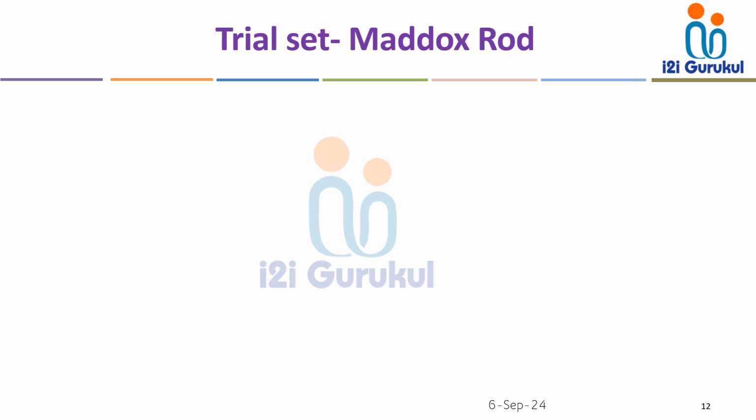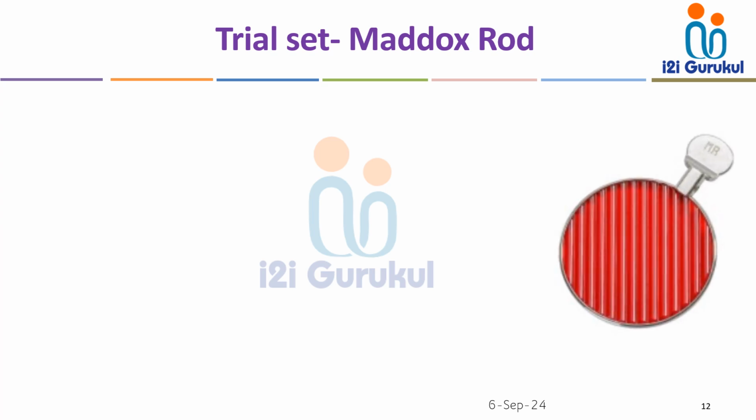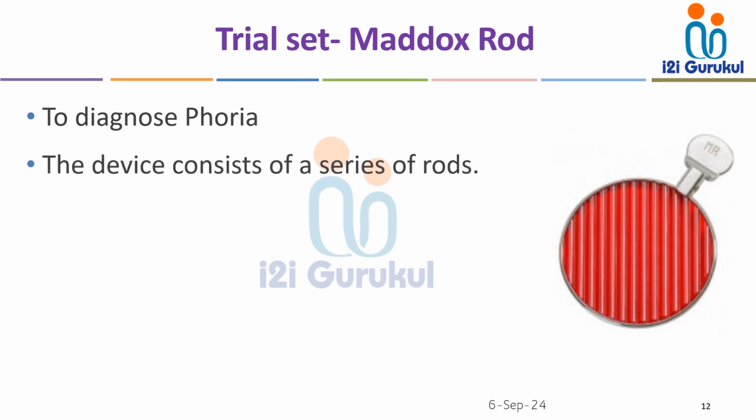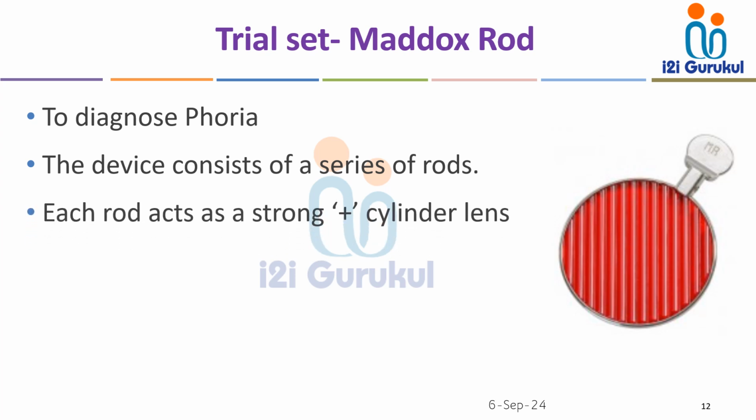Coming to the next accessory, that is the Maddox rod. So you can see in the image here. The Maddox rod is used to find out the presence of heterophoria or heterotropia. Very useful in vertical deviations. The device consists of a series of rods. Each rod acts as a strong plus cylinder lens.